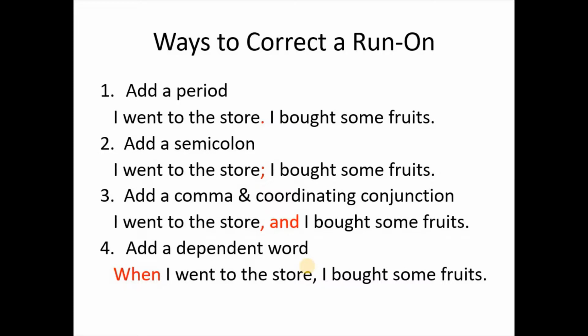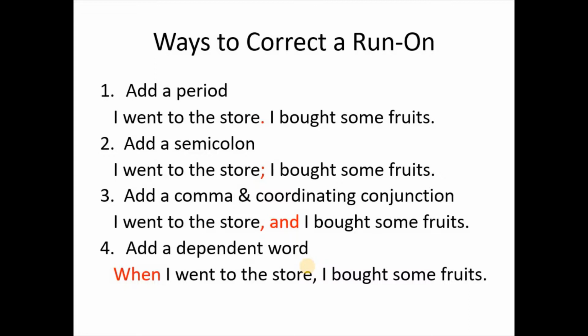Number 3: add a comma and a coordinating conjunction. Example: "I went to the store, and I bought some fruit." So here we learned that joining two independent clauses together with a comma alone is not enough. We need a comma and a conjunction. And the conjunctions are seven. They go in the acronym FANBOYS: for, and, nor, but, or, yet, and so.